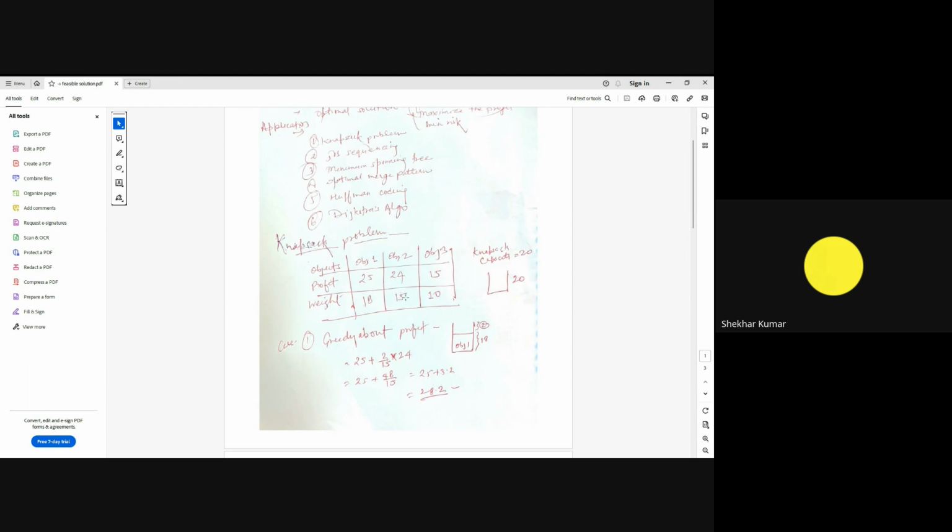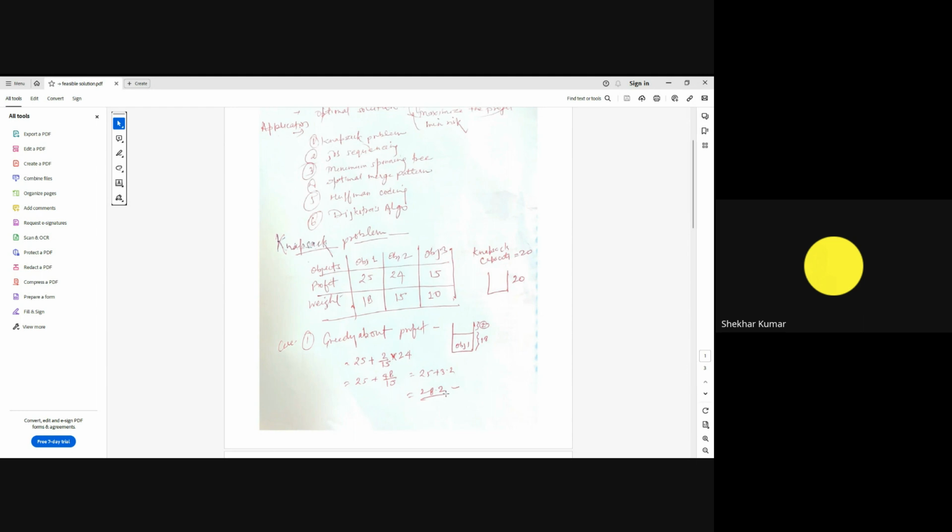So how much profit will be calculated? It will be measured with 2 divided by 15. That is the portion, multiplied with the profit, that is 24. If we calculate this, it will be 25 plus 48 divided by 15. That will be 25 plus 3 by 2, that will be 28.2. Is it your optimal solution?